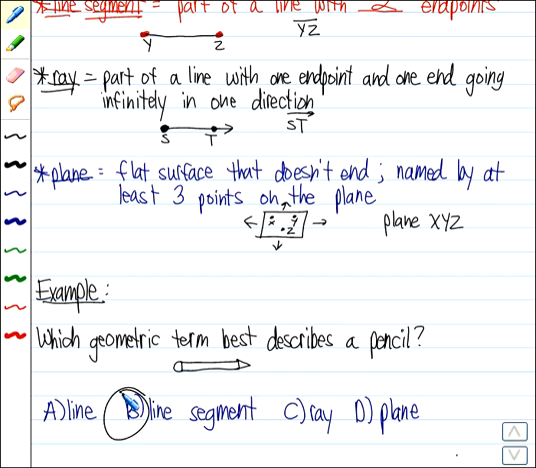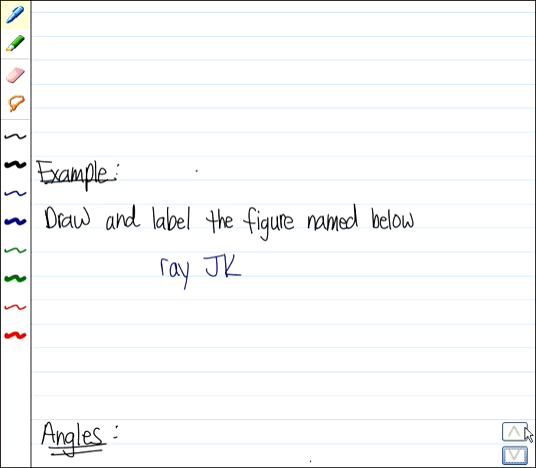Excellent job. You should have said B, line segment. The reason why is although it kind of looks like a ray, it has an endpoint here and it looks like it's going infinitely in one direction, a pencil is a fixed distance. It has an endpoint here and an endpoint here. It doesn't go infinitely on. We don't have an infinitely long pencil. So because it has an endpoint here and an endpoint at its tip, it would best be called a line segment.